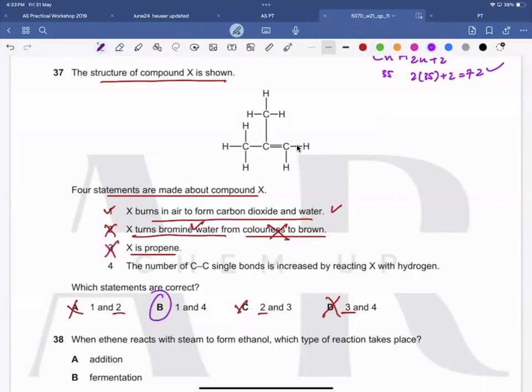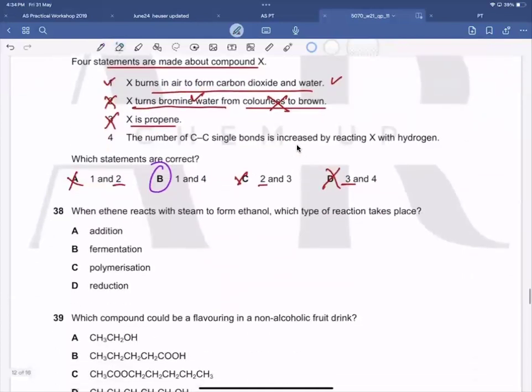Is this clear to all of you? The number of carbon-carbon single bonds is increased by reacting X with the hydrogen. Yeah, when we react with the hydrogen, this turns into a single bond, one hydrogen and one hydrogen get bonded over here. So yeah, the number of carbon-carbon single bonds increased.